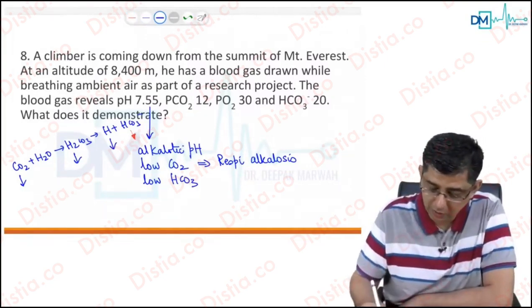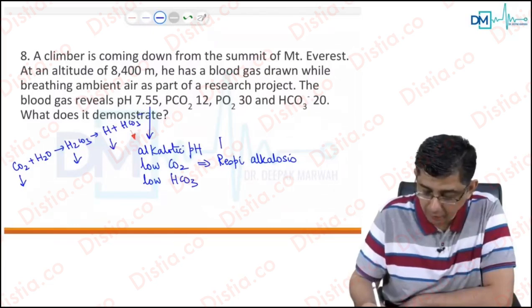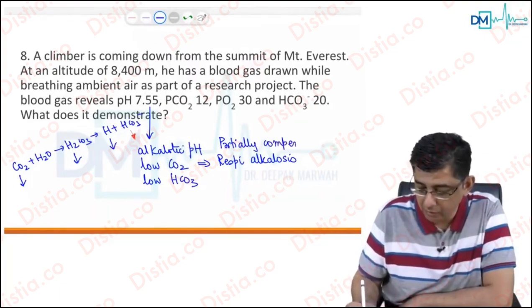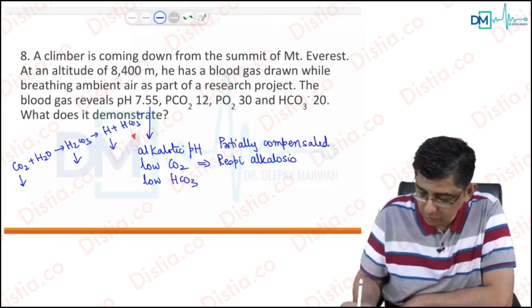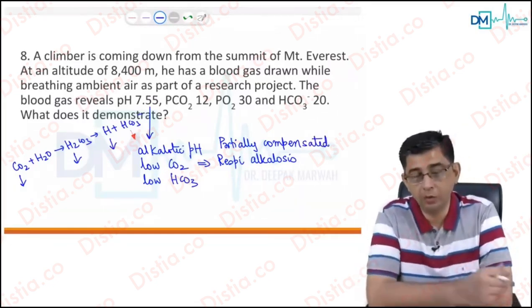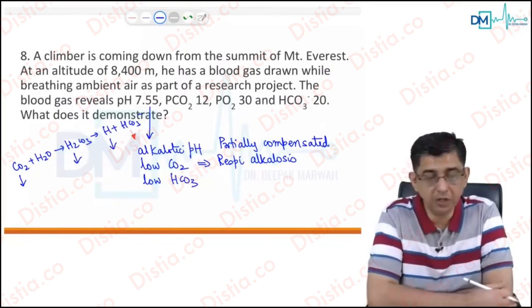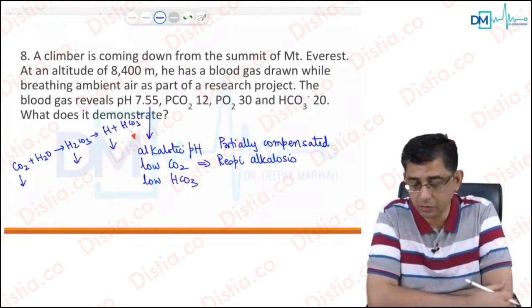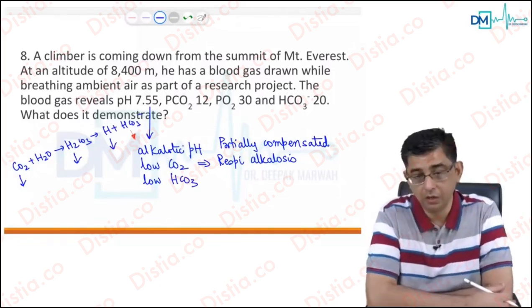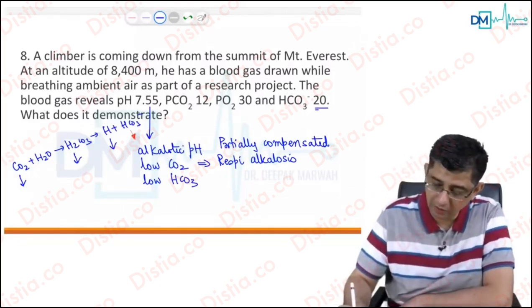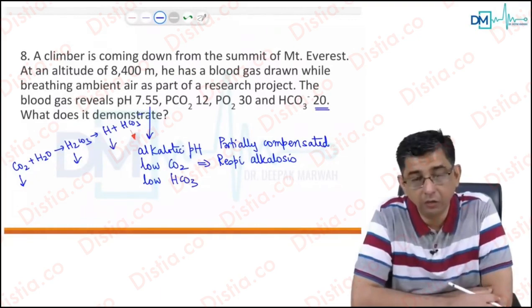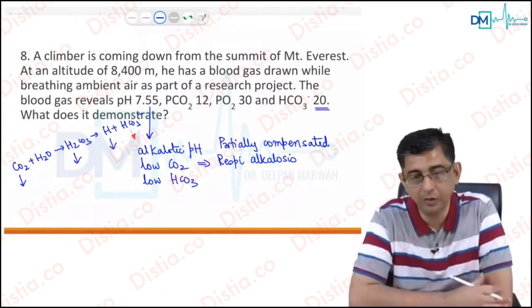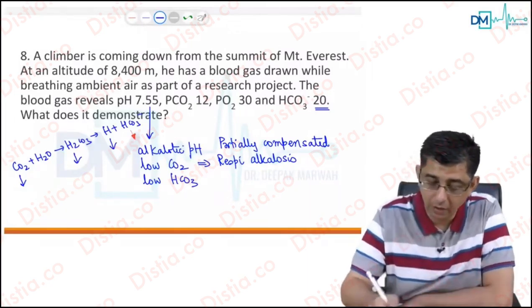In this particular case, the pH is 7.55, and though the bicarbonate of the patient is low, it has not been able to stabilize the value of pH. The pH is still elevated, so it is partially compensated. The good news is that in this patient, the value of bicarbonate is 20. So that means the bicarbonate value has been reduced by help of the kidney.